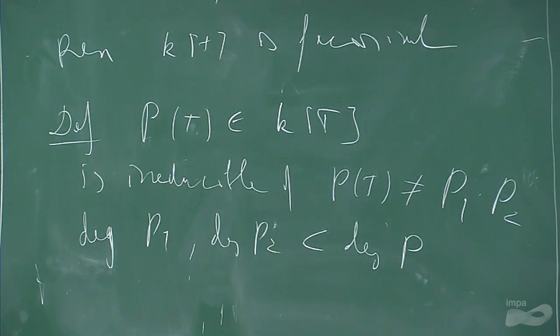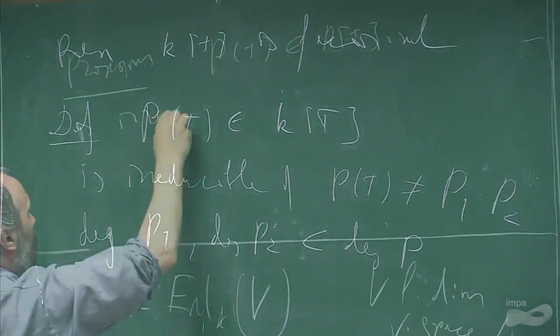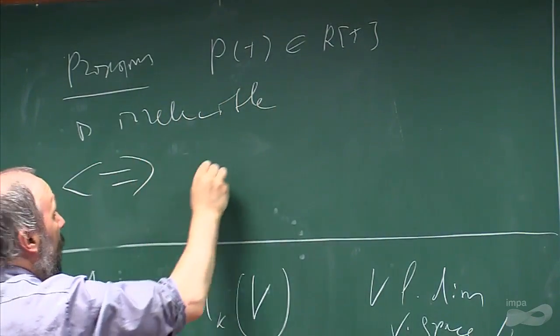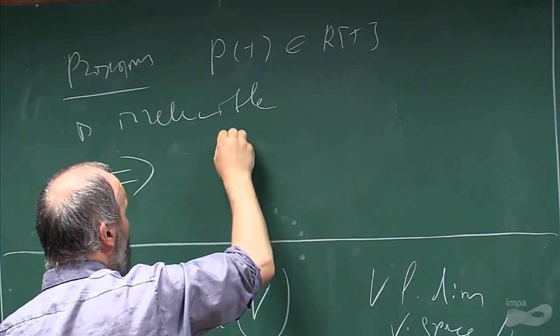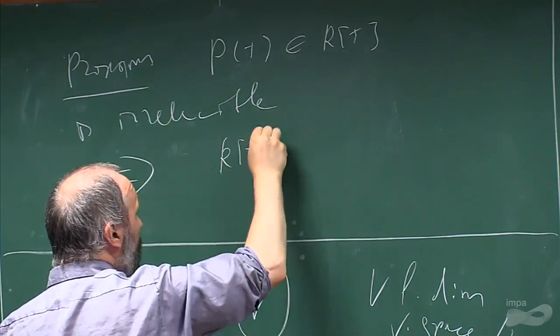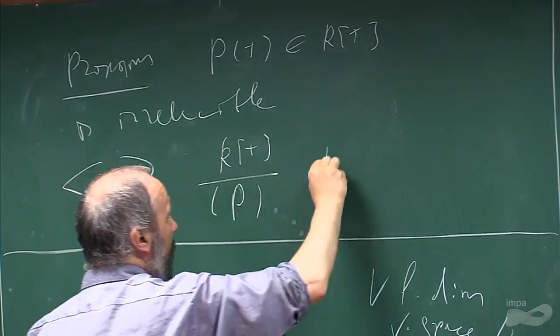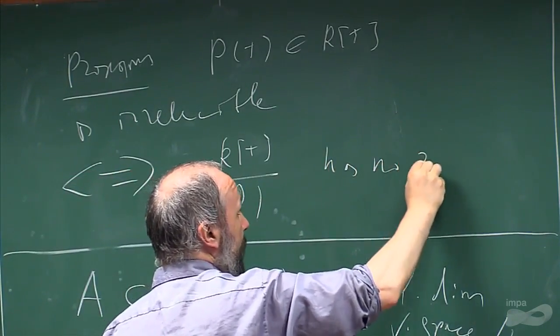So P of T inside the polynomial ring is irreducible if and only if the quotient of the polynomials by the ideal generated by P has no zero divisors.